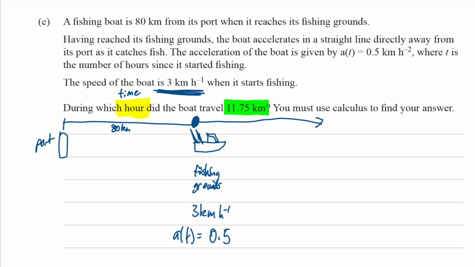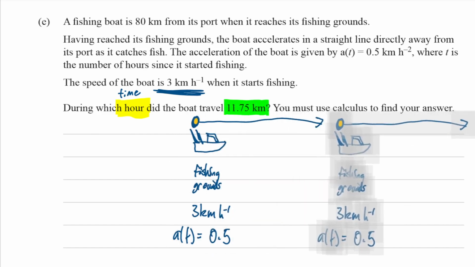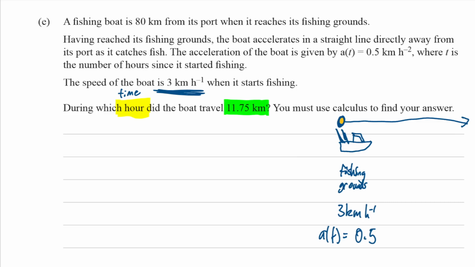Alright, so where to start? Firstly, we can actually ignore the port at the start because we don't really start the stopwatch until the boat is at the fishing grounds. So this will simplify the problem. Taking this point right here as the starting point, let's just move that to the side. So what do we know? We know acceleration is 0.5.